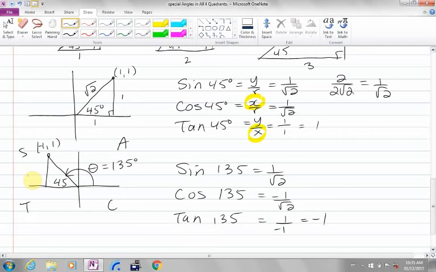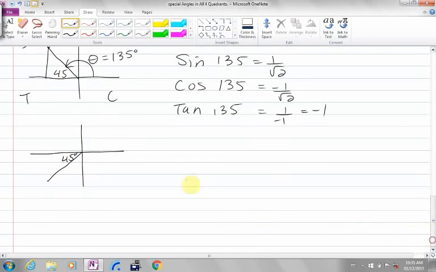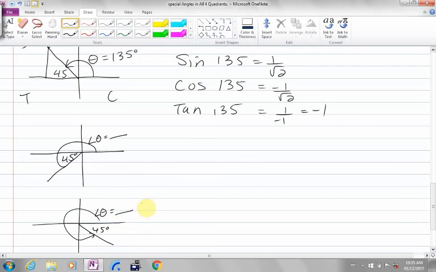Everybody with me? Okay, so what I want you to do is give me the right ratios when we are in quadrant 3 with a reference angle of 45 degrees. So tell me first of all, what's angle theta? And then the same thing when we're in quadrant 4 with a reference angle of 45 degrees. So give me those for all three trig ratios for those angles.